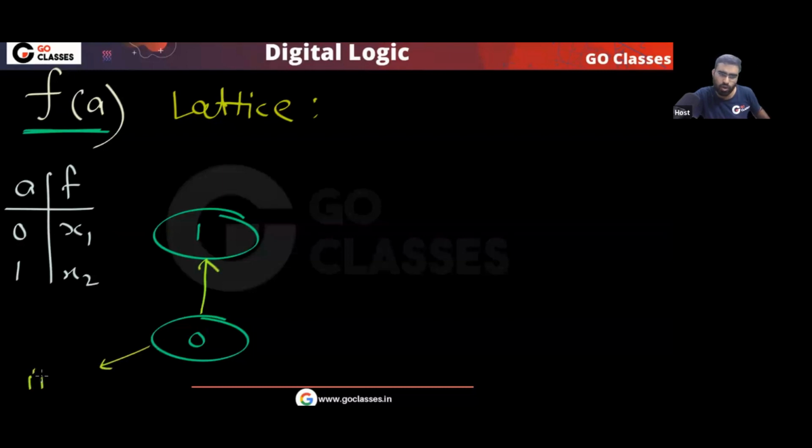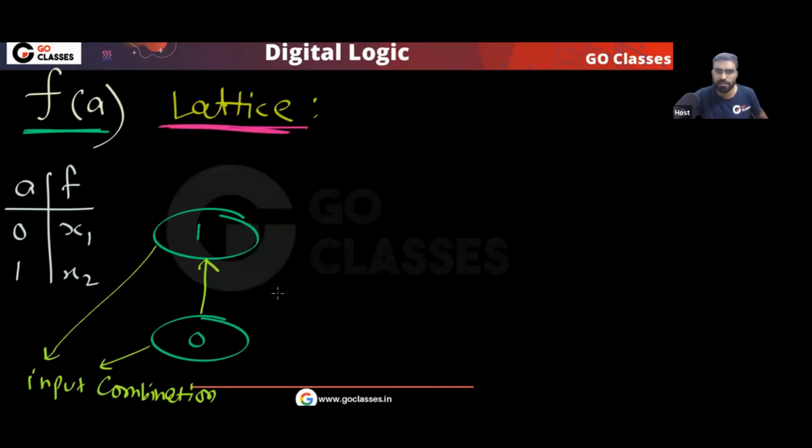Remember, this is an input combination. I am increasing this input combination by changing a single input from 0 to 1. This is the lattice you will get. For this input combination, the function value is x1. Here the function value is x2.